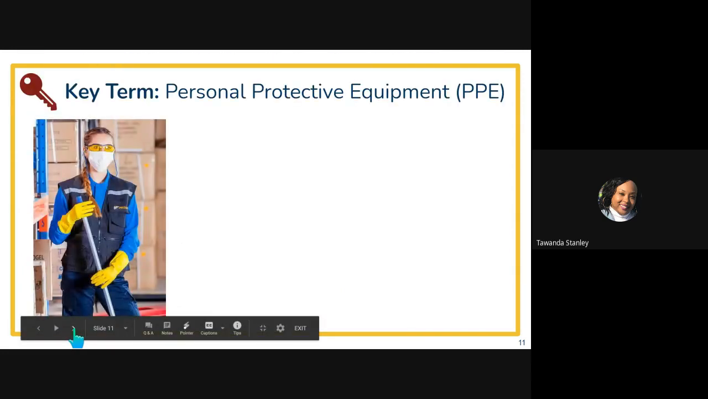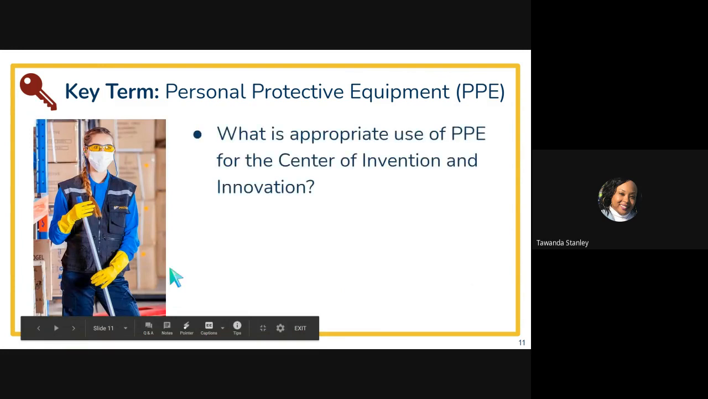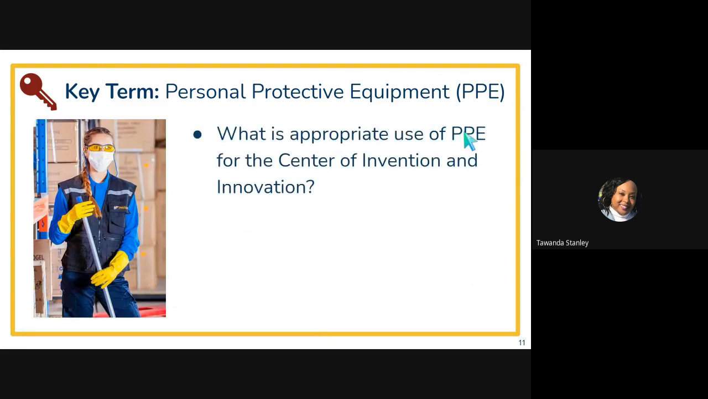So, personal protective equipment. What is an appropriate use of PPE for centers of innovation and innovation? Some possible answers for us could include gloves to protect our hands, masks to protect us from COVID, and glasses and goggles to protect our eyes.